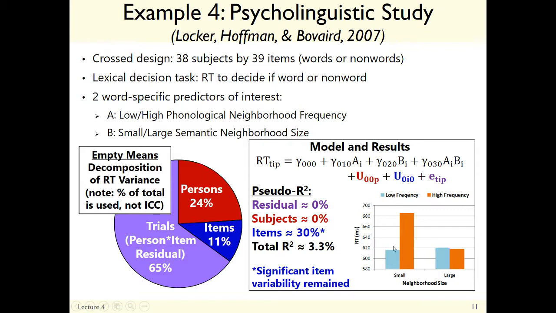Similarly, this low frequency effect looks like not much of an effect here in the blue. What if people were differentially susceptible to it? What if it was positive in some people and negative in others? That's a random slope.